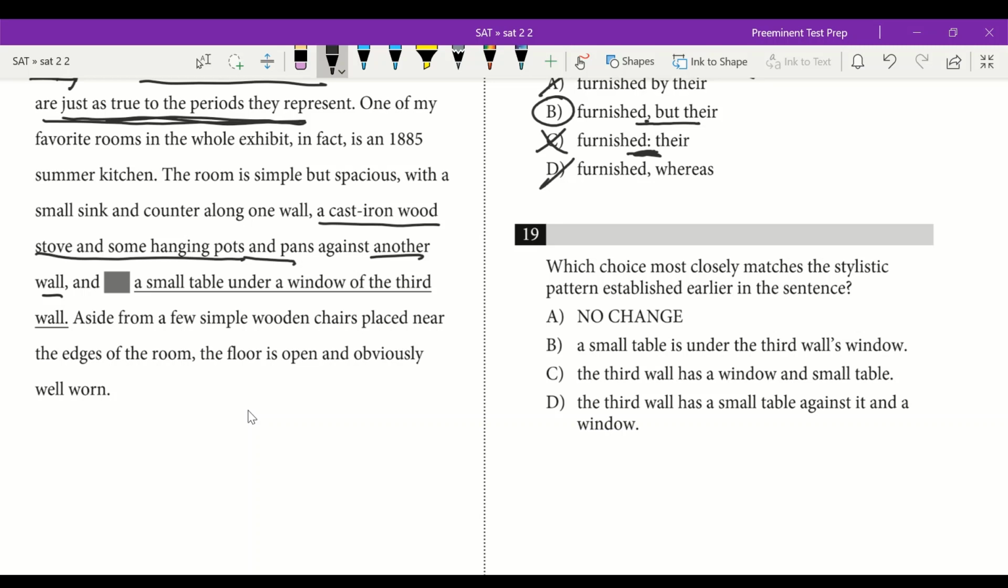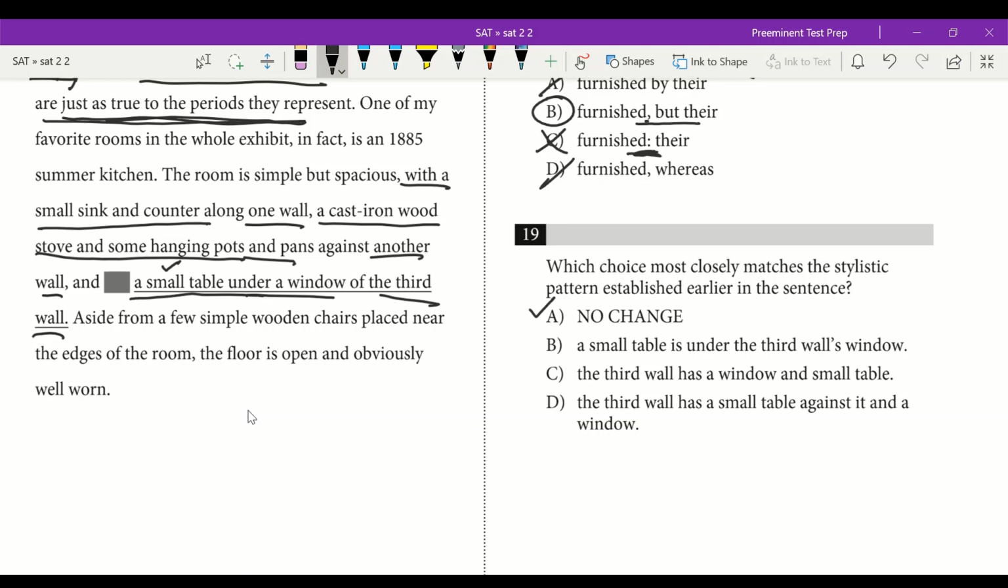What about in the part before it? We have a small sink and counter along one wall. So we have objects, wall, objects, wall. Right here, I'm looking for objects, wall to hold that pattern through. So we have a small table under a window of the third wall. So we have objects, wall. We're asked which choice most closely matches the stylistic pattern established earlier in the sentence. I'm looking for objects, wall, which this does hold. We'll look at our other options, but right now I'm thinking our answer will be A.